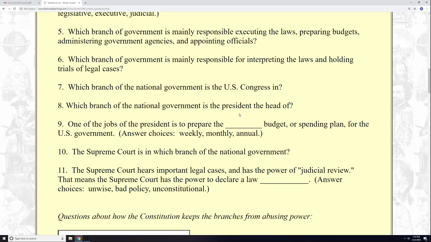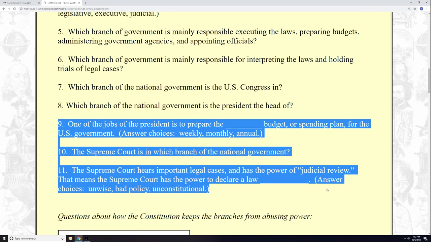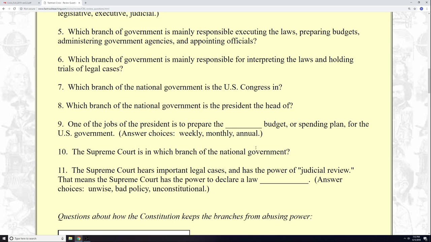What job is it for the president to prepare what type of budget? Let's do 9, 10, 11. Let's go and finish that one. Whose union address? What? I have no clue why you wrote that. All right. Number nine. The job of the president is to prepare the annual budget, which means yearly.